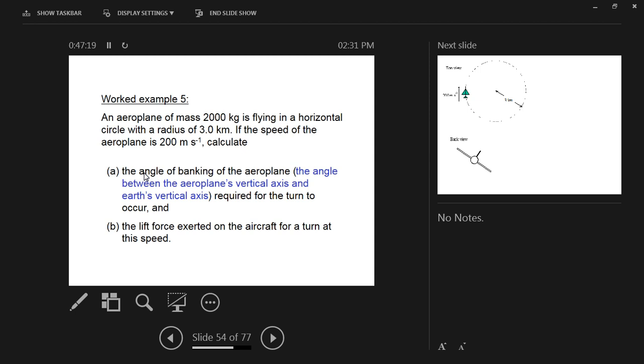For example, if I ask you, what is my banking angle now? My vertical axis is here, and the vertical axis of the earth is also here, so the banking angle is zero. What happens if I tilt sideways? Then my vertical axis becomes here, and the vertical axis of the earth is here, so there will be an angle. That is the meaning of banking angle. So in A, you're asked to find the angle, and in B, you're asked to find the lift force to turn at this.